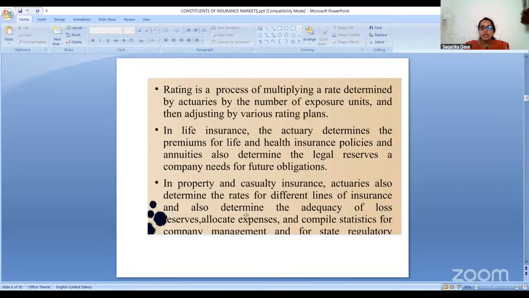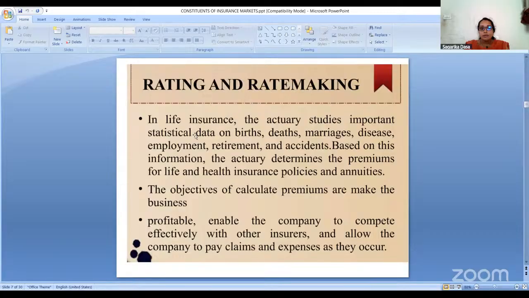Rating and rate making is the first one. In life insurance, the actuary studies important statistical data on births, death, marriage, disease, employment, retirement, and accident. Because it is life insurance, it is related to the life of a person. So before deciding the rate of the premium and before deciding the claim amount, he has to study the statistical data on number of births, deaths, marriages, disease, employment, retirement, and accidents. Based on this information, the actuary determines the premium for life and health insurance policies and annuities.